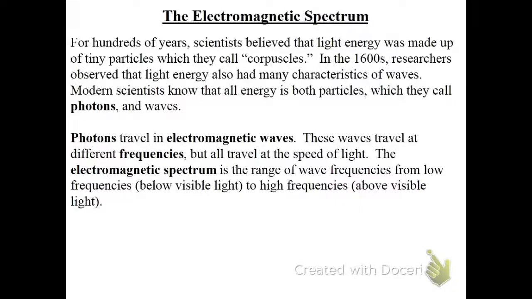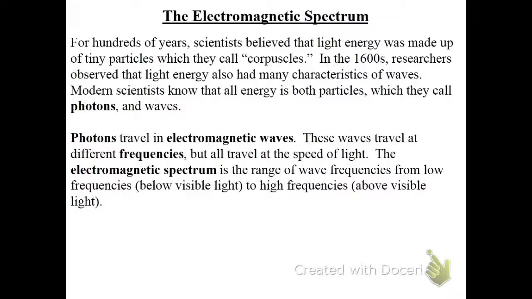For a long time, scientists believed that light was made up of tiny particles called corpuscles, so like it was matter. However, in the 1600s, researchers observed that light energy also had many characteristics of waves, like amplitude and frequency, things I'll talk more about in a minute. And modern scientists know that all energy is both particles, which they call photons, and waves, and this dual nature is something we'll get more into in these notes.